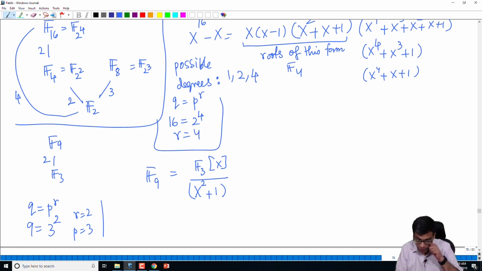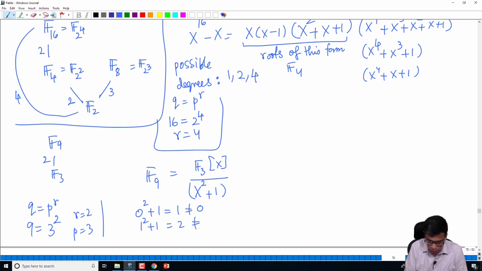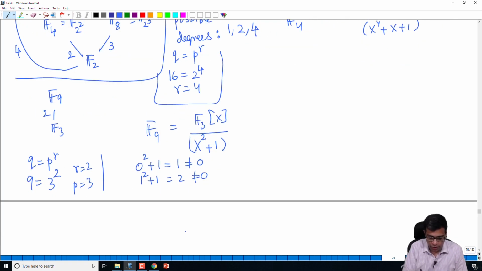x squared plus 1, I claim, is an irreducible polynomial. So what are the roots? Possible roots: 0 squared plus 1 is 1, which is not 0. 1 squared plus 1 is 2, which is non-zero. And if you do 2 squared, 2 is minus 1 actually, so 2 squared plus 1 is 4 plus 1, which is 5, which is 2, which is non-zero.